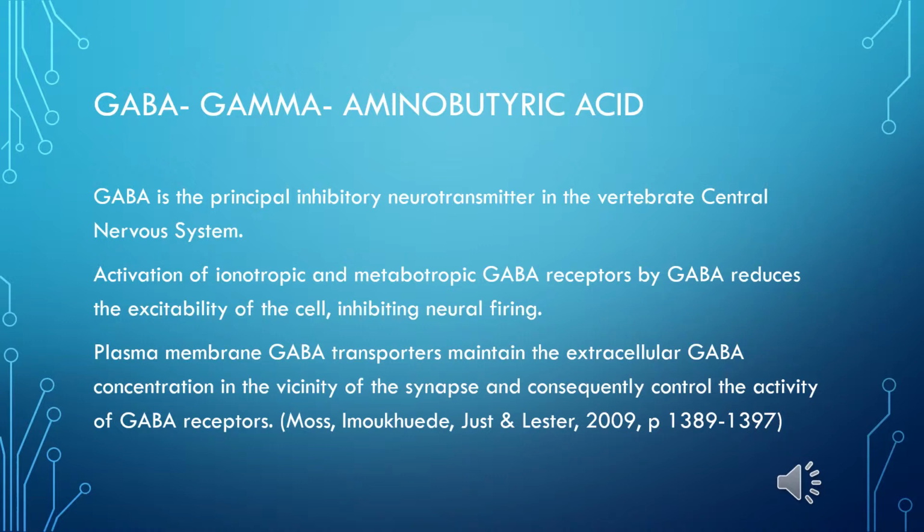So GABA is a principal inhibitory neurotransmitter in the vertebrate central nervous system. Activation of ionotropic and metabotropic GABA receptors by GABA reduces the excitability of the cell, which inhibits neural firing. Plasma membrane GABA transporters maintain the extracellular GABA concentration in the vicinity of the synapse and consequently control the activity of GABA receptors.